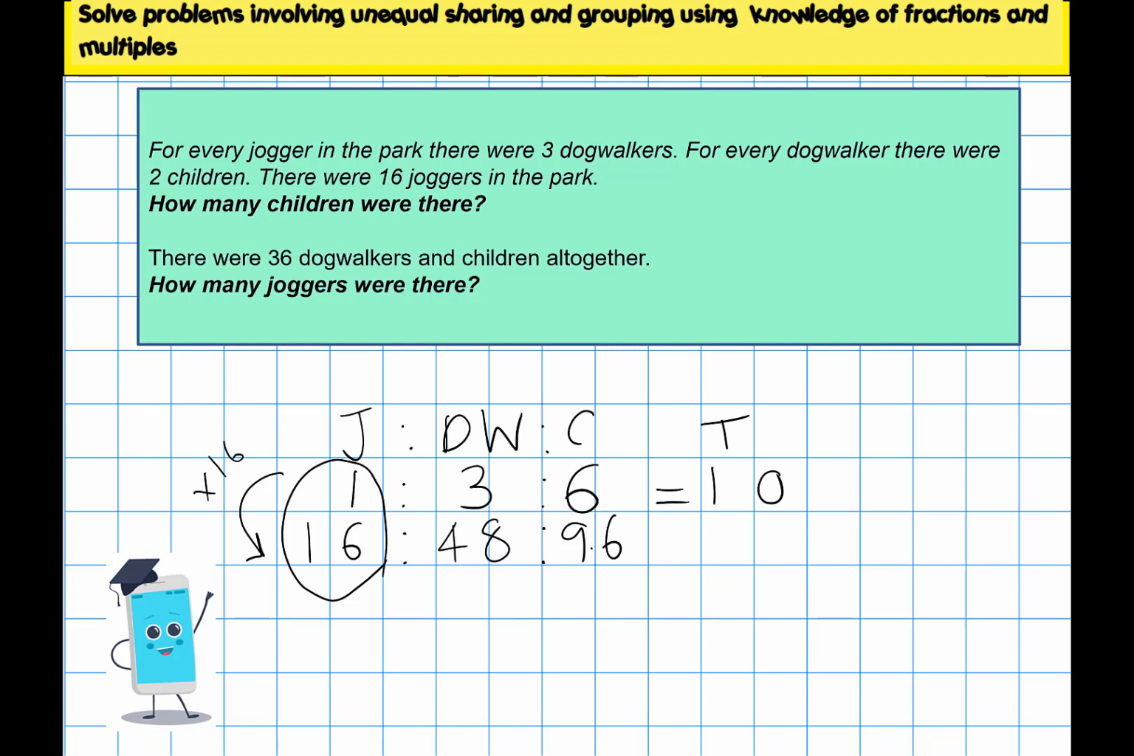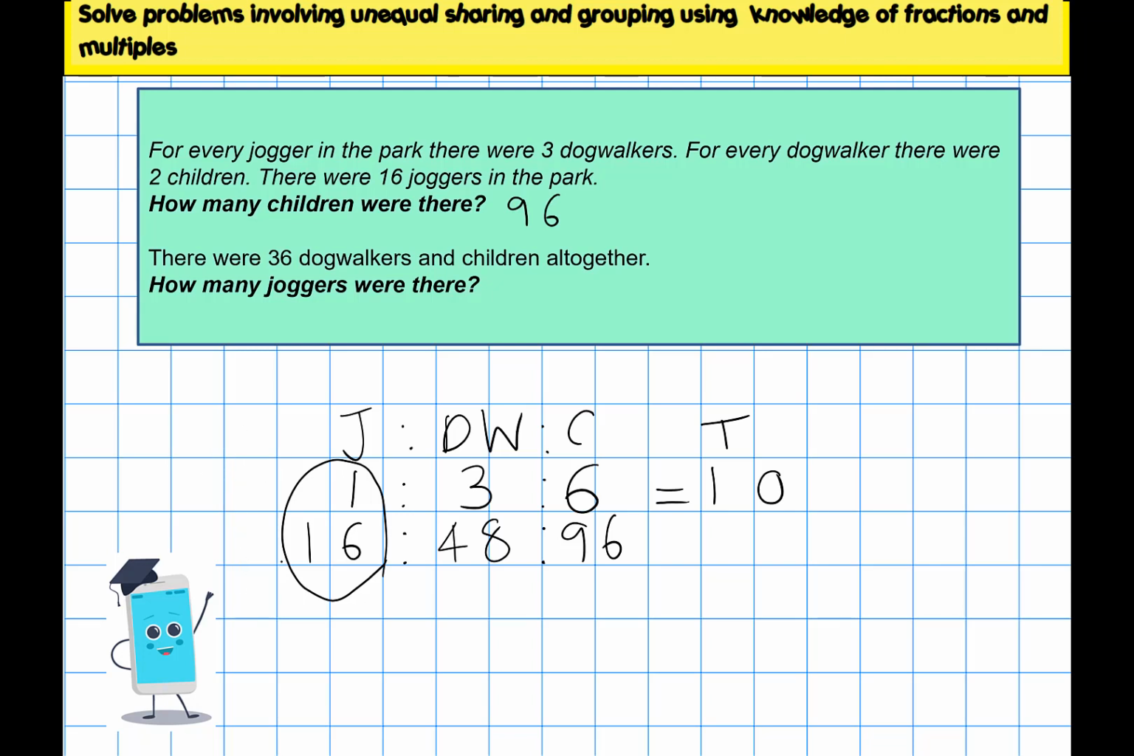But that is how we work that out. How many children were there? I can now go to my children section. If there were 16 joggers, there would be 96 children.